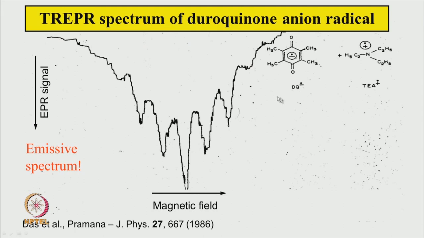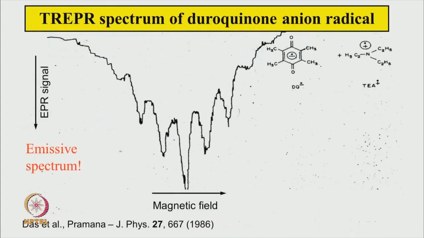Here is an example. Duroquinone is dissolved in triethylamine solvent and UV laser light was shone on it, and this is the type of radical spectrum I get. This corresponds to the duroquinone anion radical. As I said earlier, a direct detection technique gives the absorption spectrum. But here, the way we have adjusted the spectrometer, it is supposed to give an absorptive signal, but everything comes in the opposite direction. That is very strange, as if the signal is in emissive form. It is indeed very strange, so we will not try to explore why it is so now, but postpone it for later discussion.